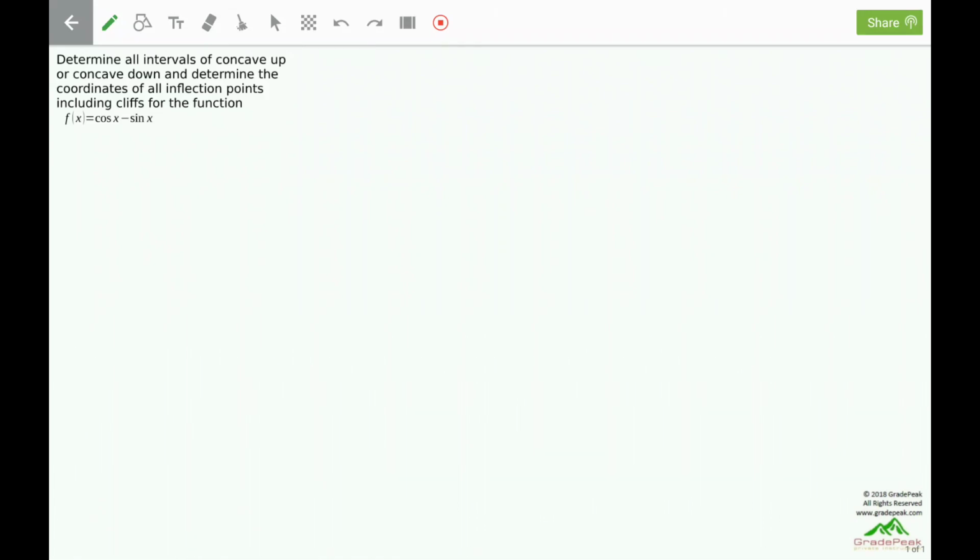Determine all intervals of concave up or concave down and determine the coordinates of all inflection points, including cliffs, for the function f of x equals cosine x minus sine x. The first thing to do is find the domain.